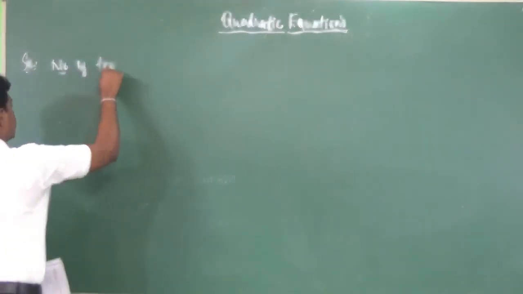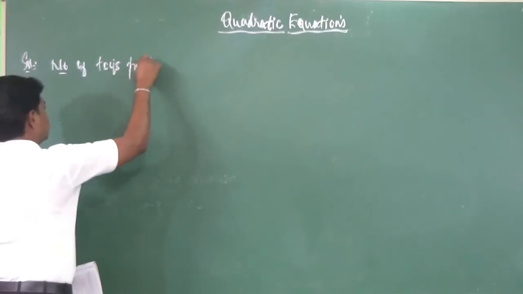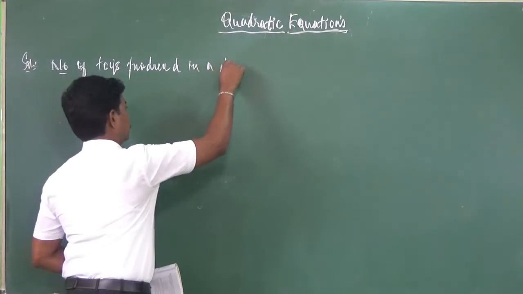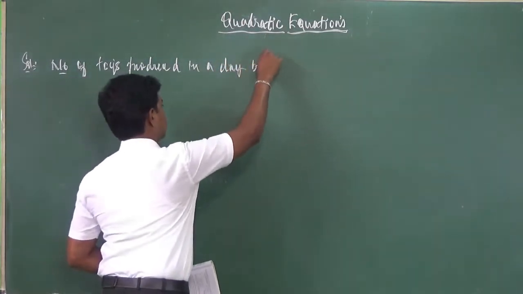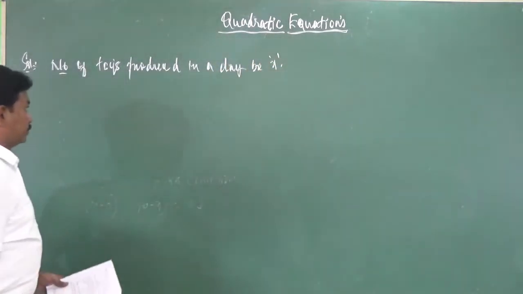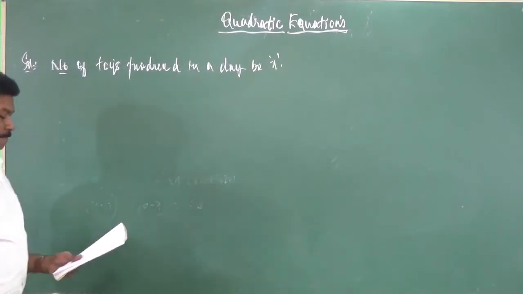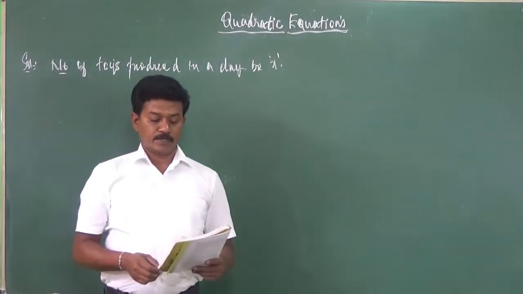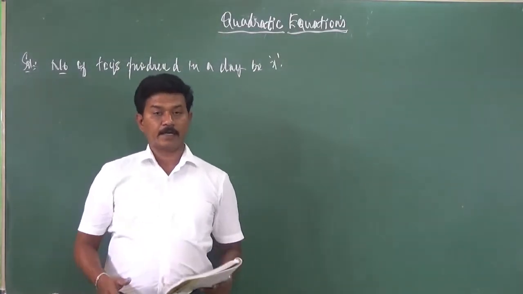Number of toys produced in a day be x. The number of toys produced in a day be x. Okay. Now, what is the total cost of production of the toy that day particularly?